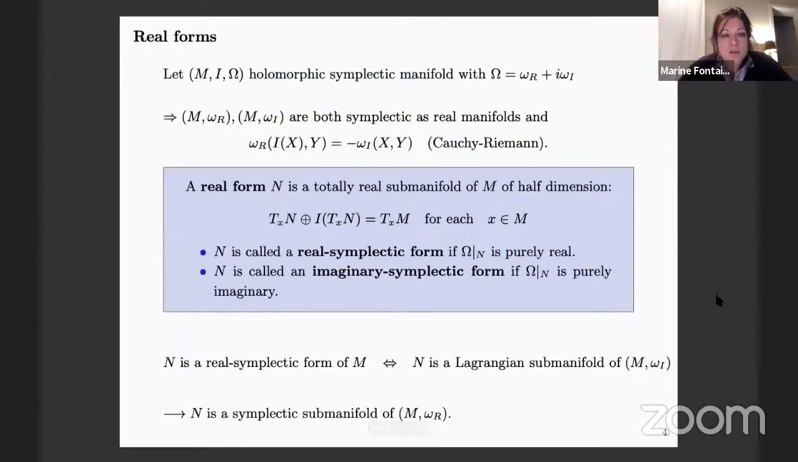So the first definition is what a real form is. You take a holomorphic symplectic manifold and it has a complex structure I.